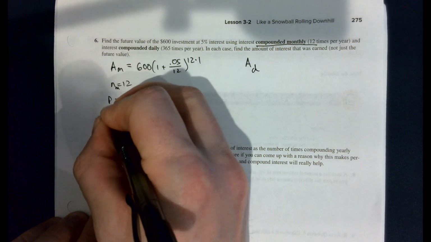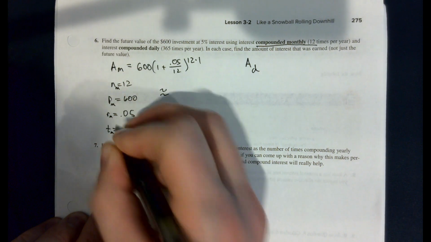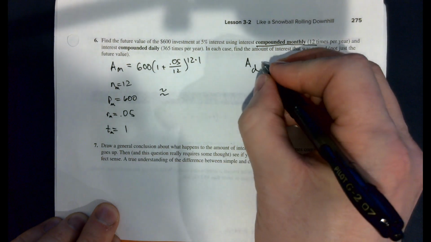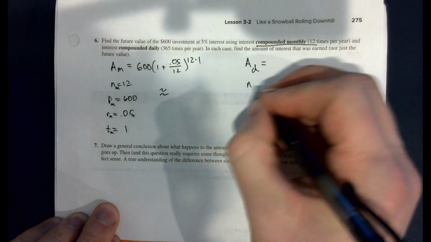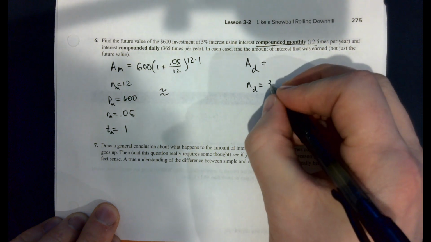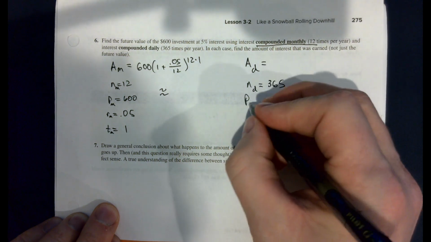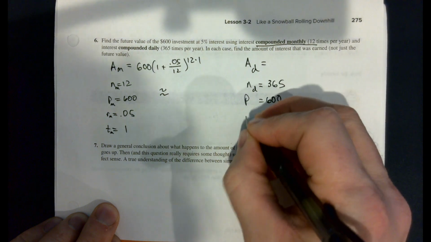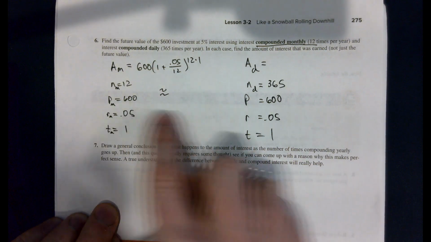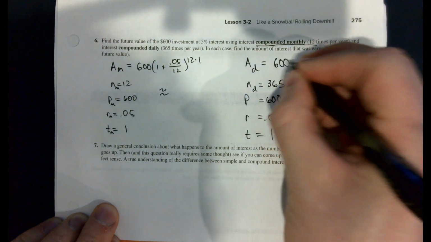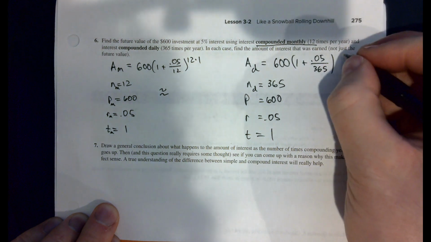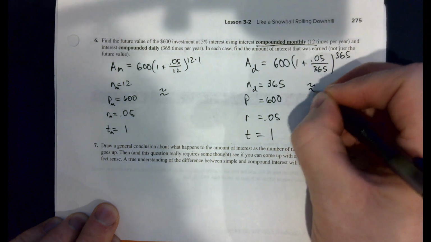Really, if I'm consistent, I should put M's on all of these letters here just to say all of these parameters go with this A subscript M. And then over here, it turns out that the only difference here is this N_D, the compounds daily. This is a 365. Everything else is the same. The principal is 600. The rate is 0.05. And the time is 1 year. So I didn't really need the subscript here because they're the same. Okay, let's smash this in Desmos and see what the results are.